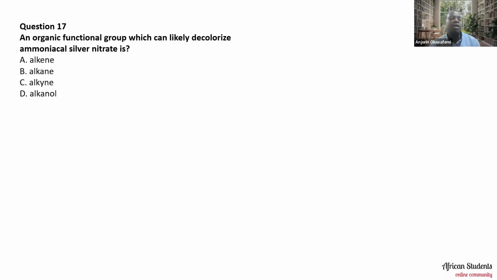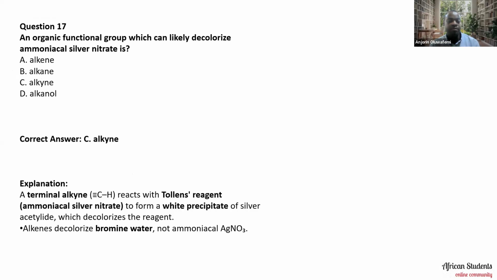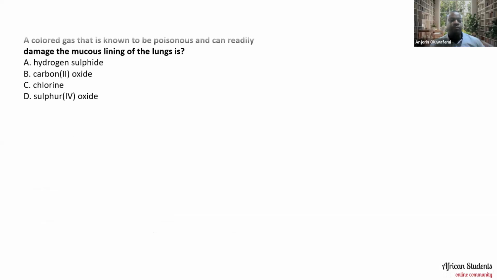So this one says that an organic functional group which can likely decolorize ammoniacal silver nitrate is it alkene, alkyne, or alkane? The answer is alkyne, and a terminal alkyne reacts with Tollens' reagent, ammoniacal silver nitrate, to form a white precipitate of silver acetylide, which decolorizes the reagent. Alkenes decolorize bromine water, not ammoniacal silver nitrate.